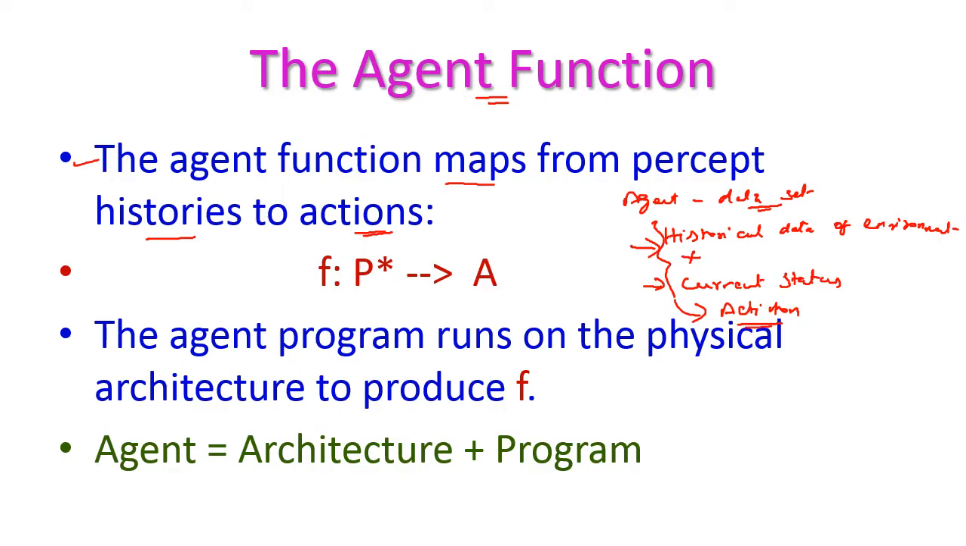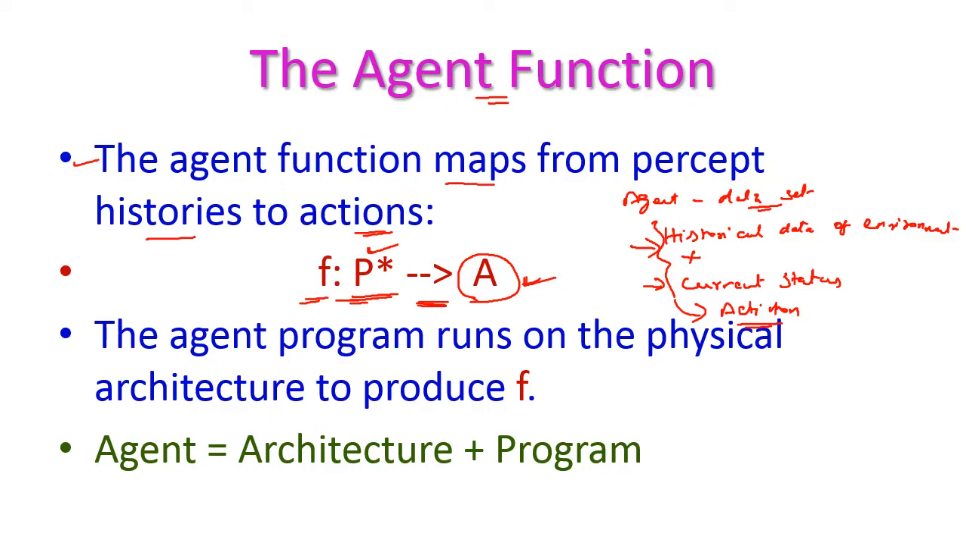So the agent function f maps P star, the percept history, meaning historical data, to A, the action. Based on the historical data and the current status, it will select the action. A means action, P means perception history. So based on the perception history plus the current status of the environment, it will select the action that will be performed on the environment. This is called the agent function.